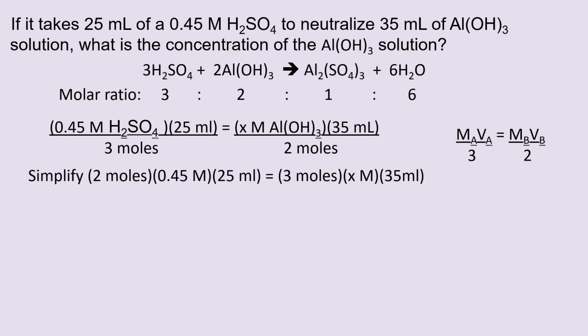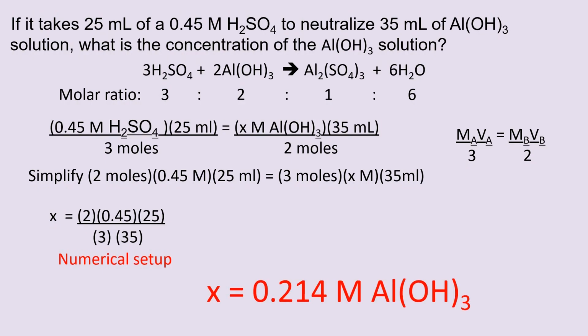Simplifying yields the following relationship. 2 moles times 0.45 molar times 25 milliliters is equal to 3 moles times X molar times 35 milliliters. And X is equal to 2 times 0.45 times 25 divided by 3 times 35. This represents the numerical setup. And X will equal 0.214 molar Al(OH)3, or aluminum hydroxide.